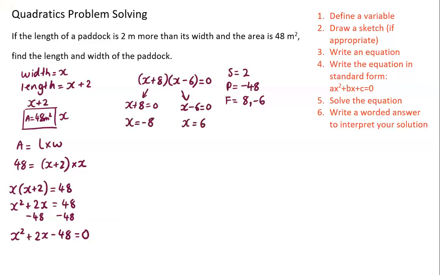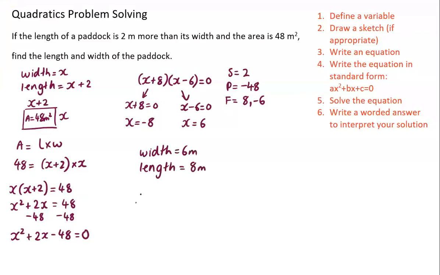Now we need to interpret our solution, or interpret our answers here. In this case, we're talking about the length of a paddock. So it doesn't make sense for us to have the length or the width of a paddock as minus 8 meters. So we can ignore that solution in this case, x equals negative 8, because it's not applicable to our real life context. So we'll consider the solution x equals 6. So our width was x, which is 6, and our length was x plus 2, or 2 meters longer, so 6 plus 2, which gives us 8 meters.